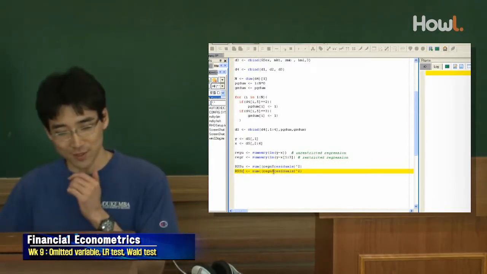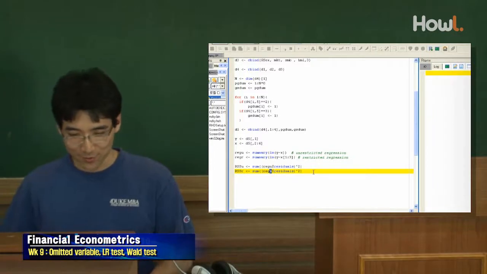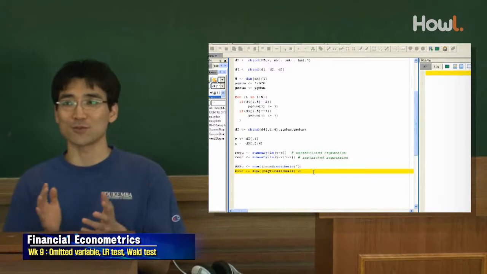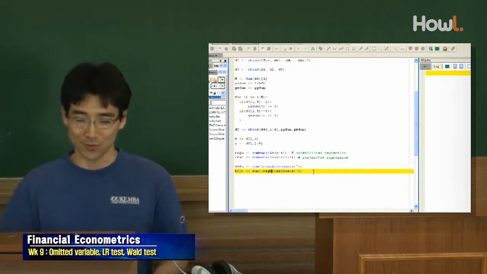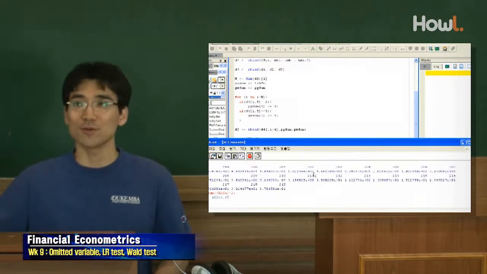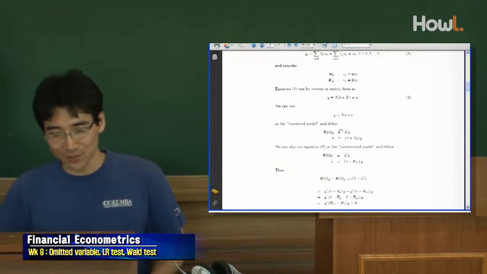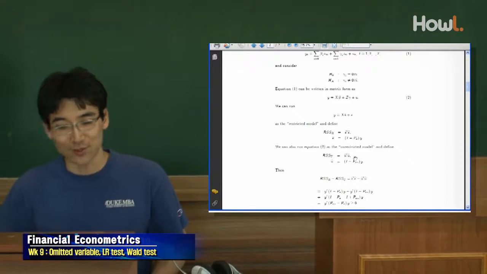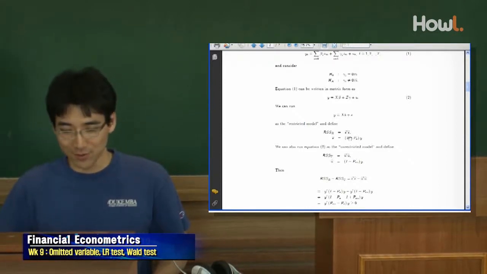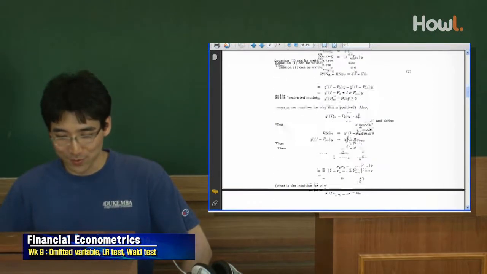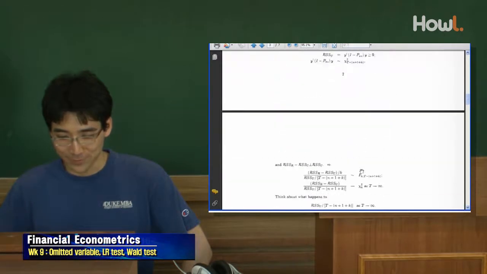RSSR should be something like this. So everyone follows, right? Everyone can follow until this point? Any question until now? No question. So basically, I just constructed this one and this one, and next I have to construct the F statistic.